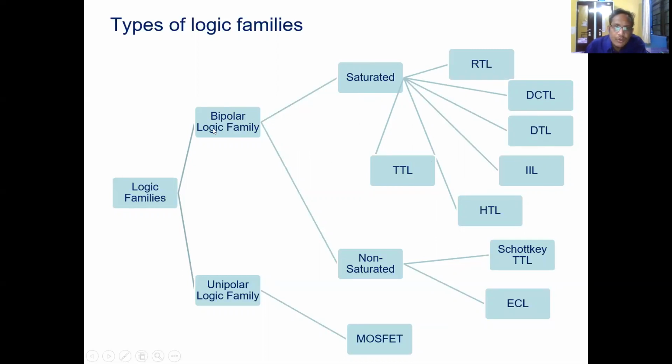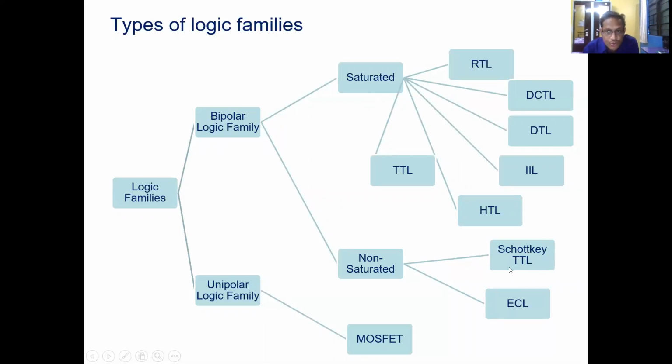The second type of bipolar logic family is called the non-saturated logic family. In a non-saturated logic family, your BJT never goes into saturation. That means it is always switched from cutoff to active, and active to cutoff. Hence, such a type of logic family is called a non-saturated logic family. For example, this is the Schottky TTL. This is TTL, transistor transistor logic, but this is called Schottky TTL. We will come to that point.